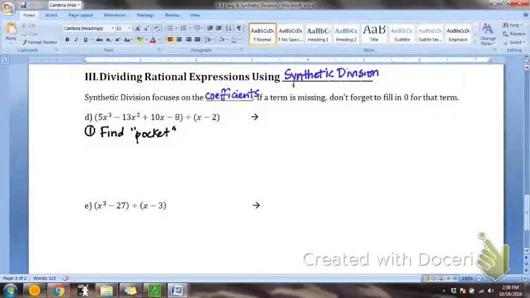The pocket number comes from the divisor. So we take the divisor, which is x minus 2. We always set it equal to 0, and you get x to be 2. 2 now is my pocket number. And by pocket number, I mean it's going to look like this. We're going to stick it in a little pocket.